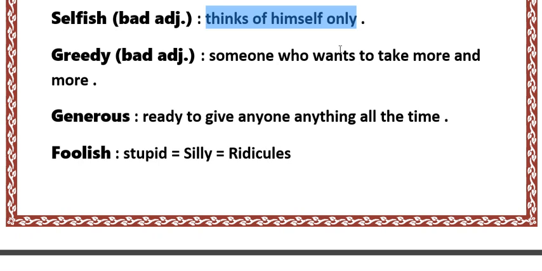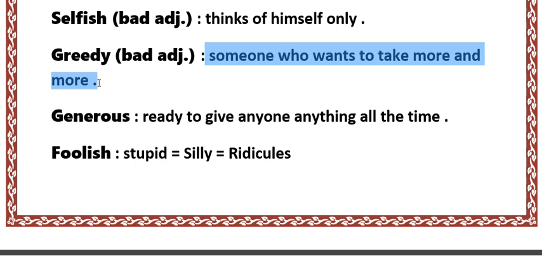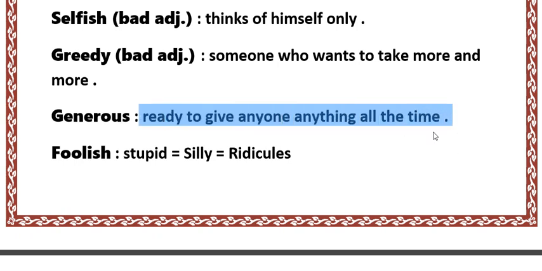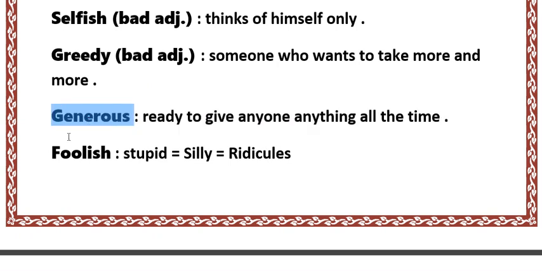Greedy is very similar to selfish. It's a negative adjective. When someone wants to eat everything, take everything, have everything, it's greedy. Greedy equals selfish? No, they are not equal, but they are very similar to each other. Opposite, generous. The adjective generous is the opposite of greedy and selfish. Generous means ready to give anyone anything. All the time, he is giving. You should be generous with your friends and at your homes. When you have a guest at your home, you should be generous. When you find a poor person, you should be generous with him, you should give him. This is generous.